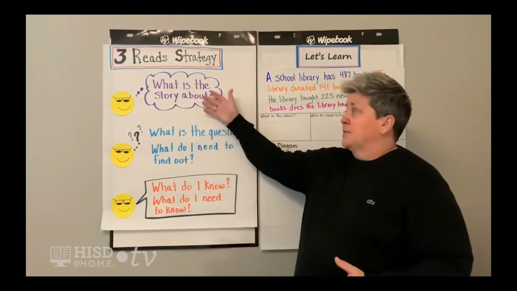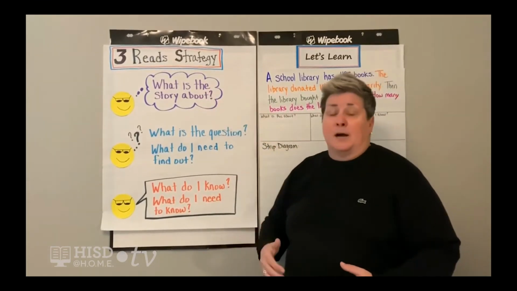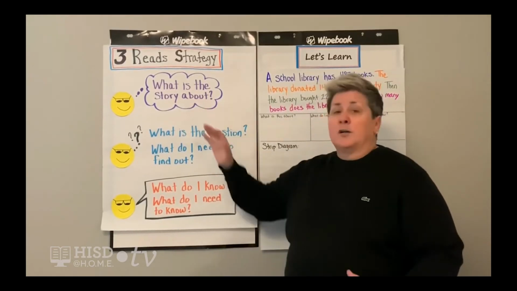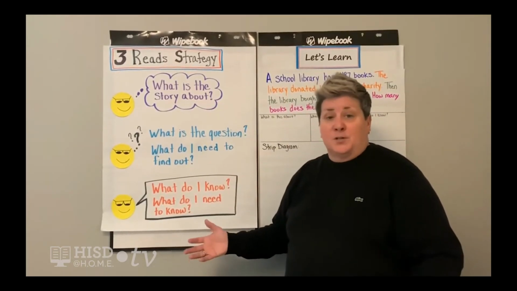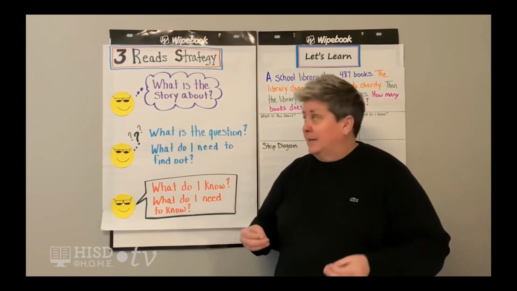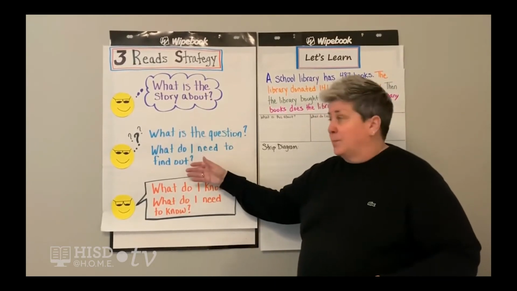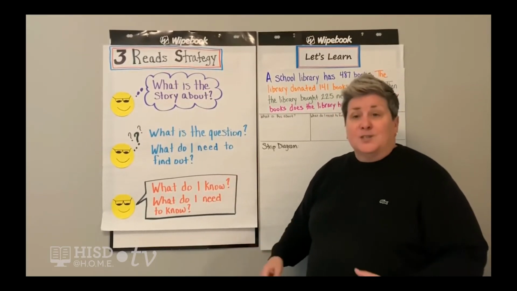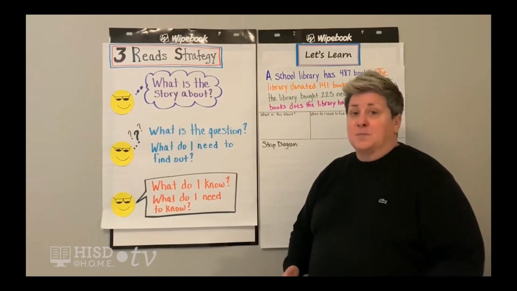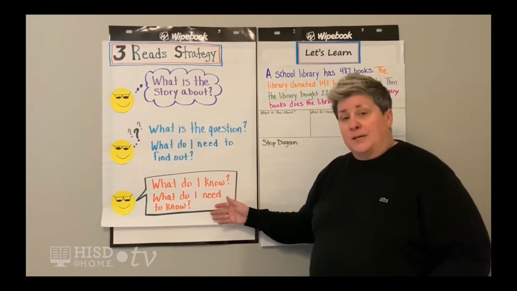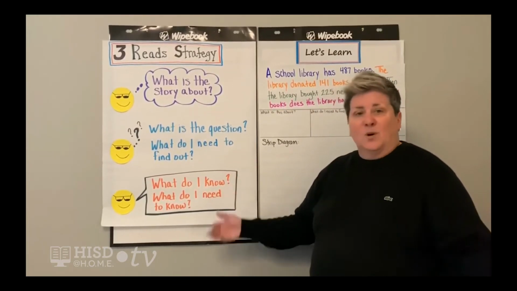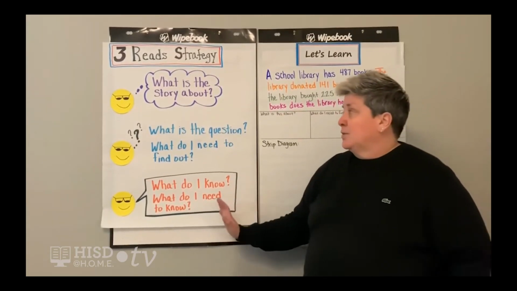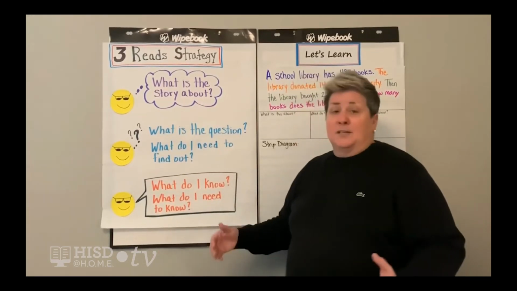So the first step of this is, what is the story about? During our first read, we're not going to pay any attention to the numbers, but we are going to worry about who are the characters in my story and what's happening in it. The second time we read the problem, we're going to focus on, what do I need to find out? So think about the question, what information's missing? And the third time we read it, we're going to focus on, what do I know and what do I need to know? So that's the 3-read strategy in a nutshell.